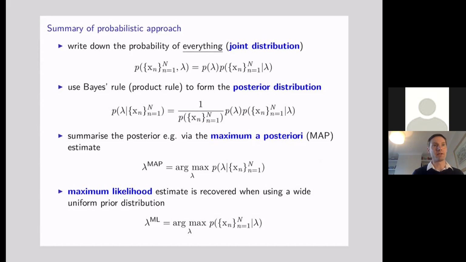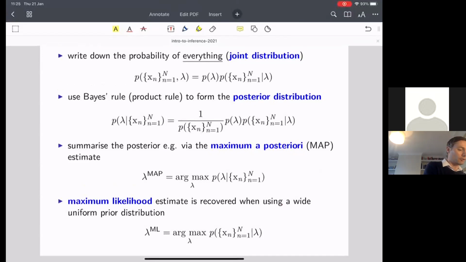Okay, so you've written down your probability of everything, and then somebody says, I want to form an estimation of a particular parameter. And in order to do that, what you do next is you use the product rule and the sum rule, aka Bayes' rule, in order to form the posterior distribution. And that's this second step articulated in here. And that has a normalizing constant out the front, and then a prior, and then this thing, which is called the likelihood of the parameters.